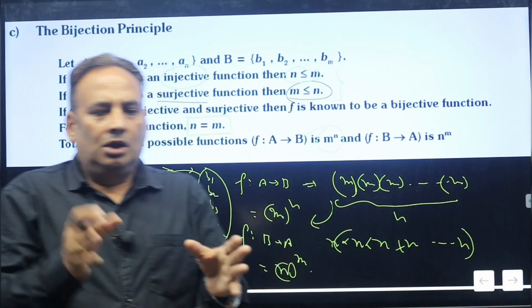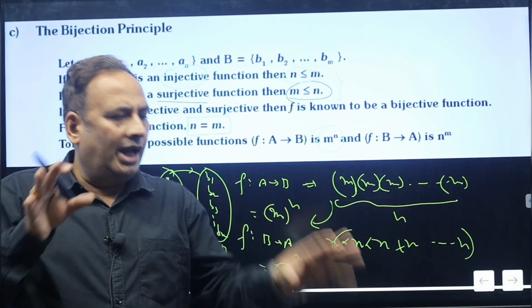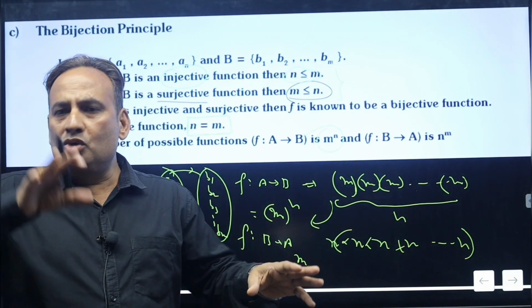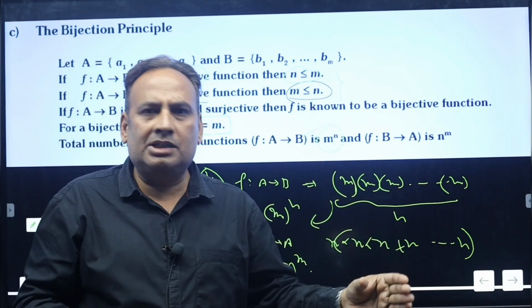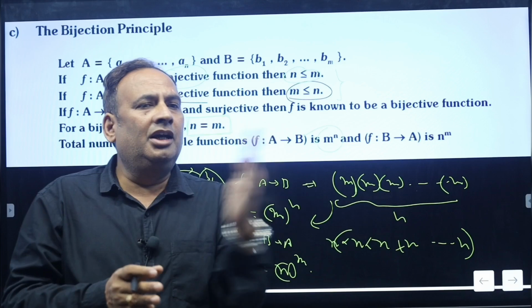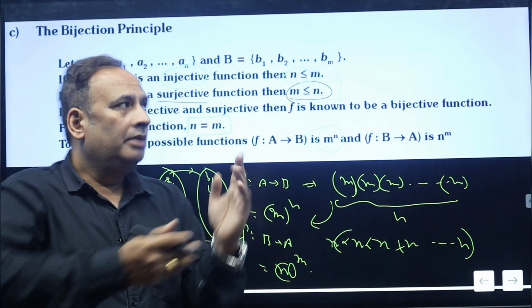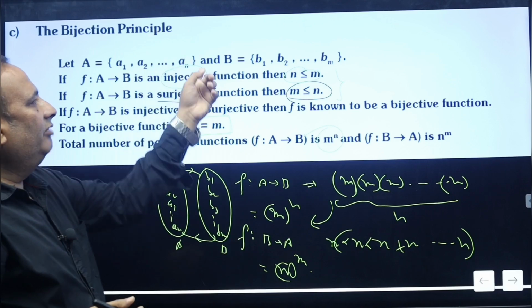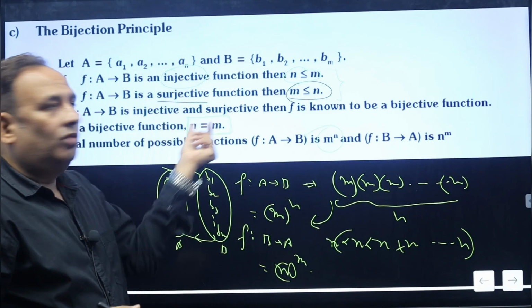If we somehow get two sets of events, one set of events has some elements and another set of events has some elements, which are equal in number, and they are linked with one-to-one correspondence and onto also, where onto means surjective and one-one means injective, then that is the only case when n equals m.